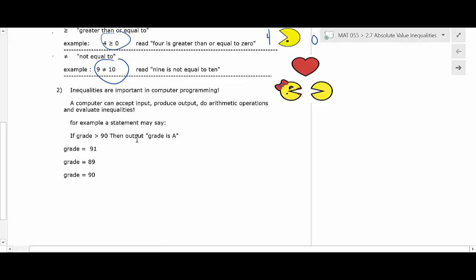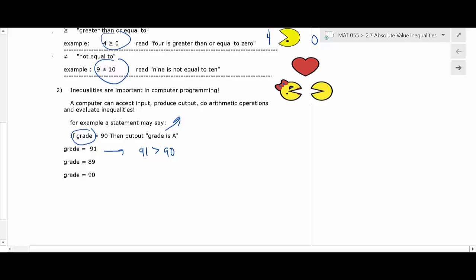So here's an example of how a computer code might work. This is not an exact language, but when I assign your grades, a computer program is doing all the work for me behind the scenes with inequalities. There might be a statement that says, if your grade, that's a variable, is greater than 90, then I'm going to output that you have an A in my class. If the grade was 91, it would ask the question, is 91 greater than 90? Is that true or false?